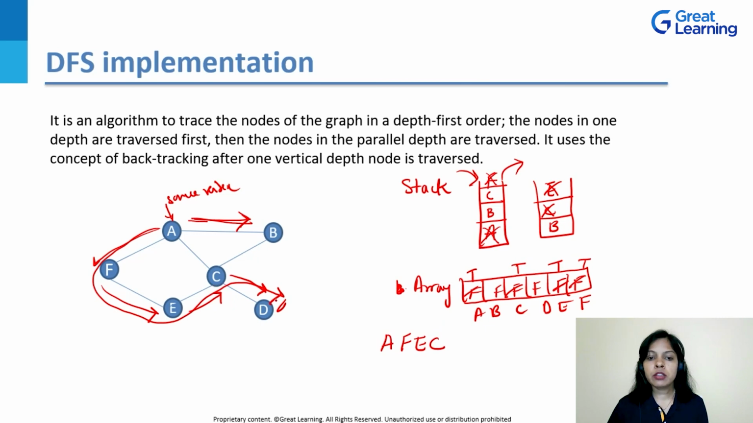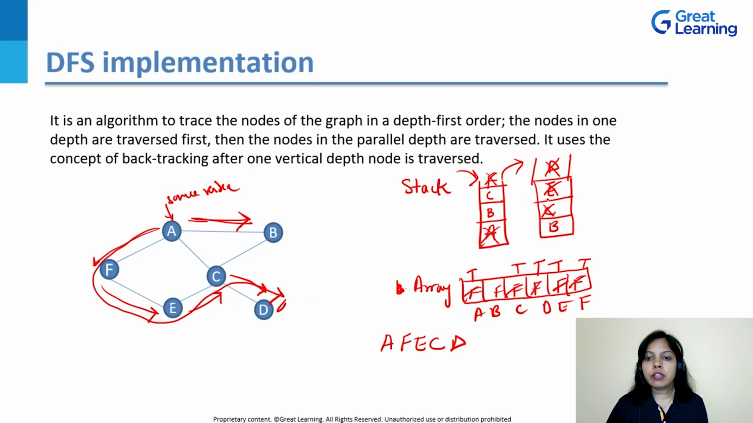Now which are connected to C? D is connected to C. B is also connected to C, but B is already inserted there. So D we will insert in the stack. Now we'll delete again the topmost element, that is D. So D will be deleted, and D will be marked here as true, that is it is visited now. Which all are connected to D? Nothing is left to be inserted to the stack, because D is connected to C and C is already visited. So we will not perform any insertion here.